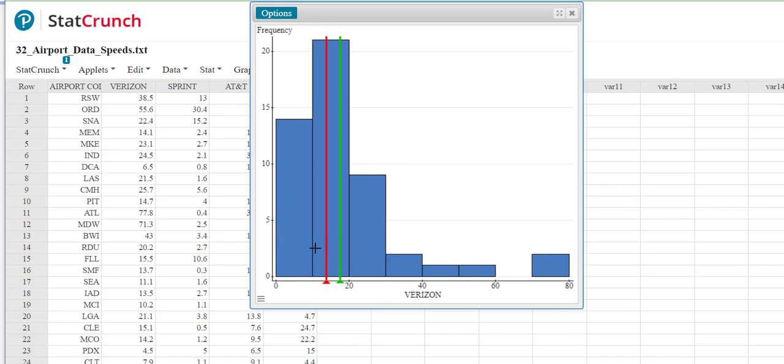If my mean was to the left of the median, we probably have a skewed left. So we will have a left tail. And if they were pretty close to each other, we likely have a symmetric or normal distribution. And so this is for Verizon.